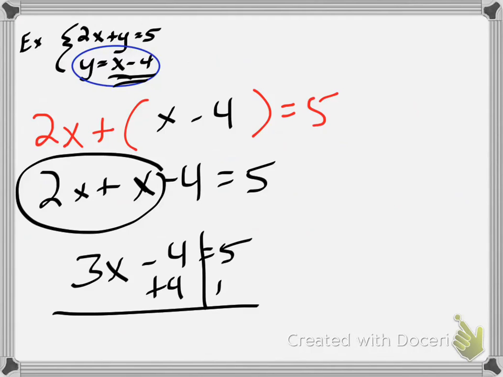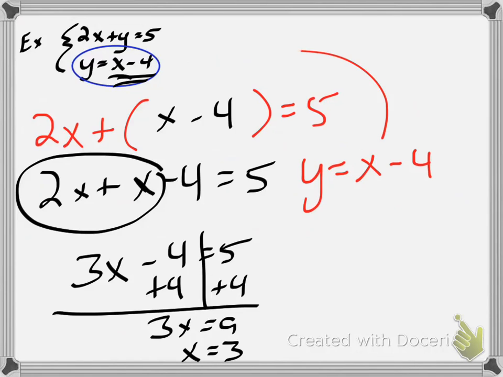Add 4 to both sides, you get 3x equals 9. So x is going to equal 3. Now that we have our variable, we're going to plug it back into the equation and get our other variable, the y variable. So I'm going to use the one I circled at first, y equals x minus 4, because it's already solved for y, and that's what I have to solve for. So y equals x minus 4 from right here. That's where I got it from.